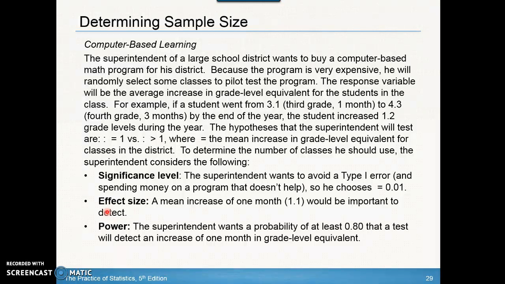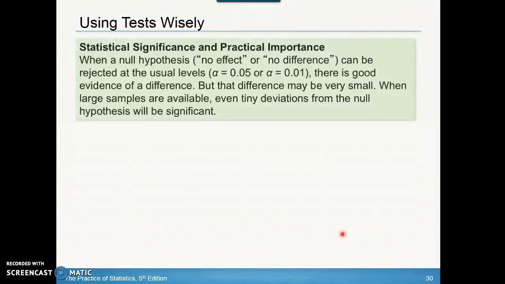The superintendent wants a powerful test. He wants a probability of at least 80% that a test will detect an increase of 1 month in grade level equivalent. Okay, so what does it mean with statistical significance and practical importance? When a null hypothesis has no effect or no difference, it can be rejected at the usual levels. Alpha is 0.05 or 0.01, and there's good evidence of a difference, but that difference may be very small. So when large samples are available, even tiny deviations from the null will be significant.